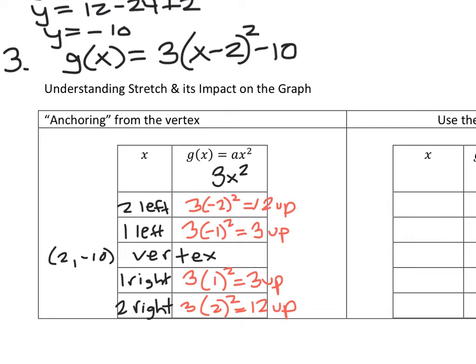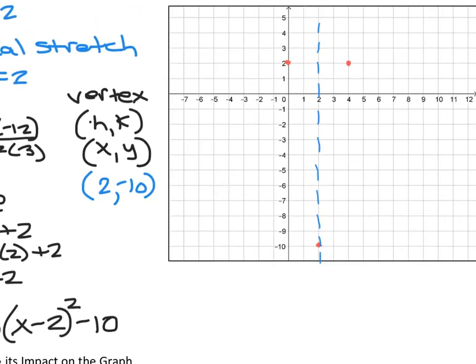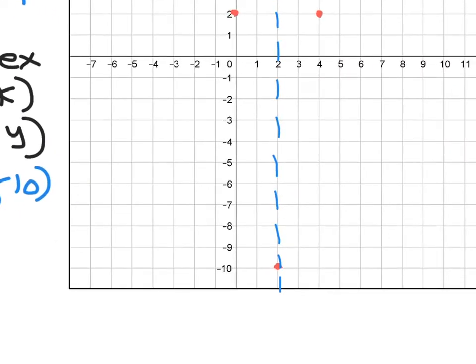So this just helps you graph or find some points that you could put on the graph. And let's zoom up here. So what's happening here? When I go 1 left, let me use the highlighter, we're going to go up 3 units from that vertex. So I can graph that. When I go 1 right, we're going up 3.